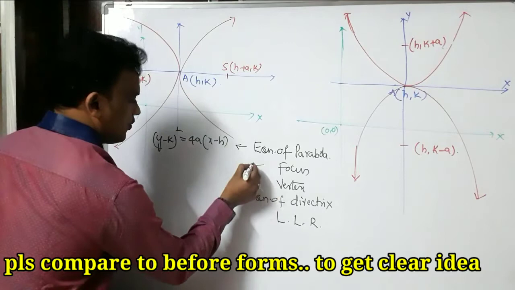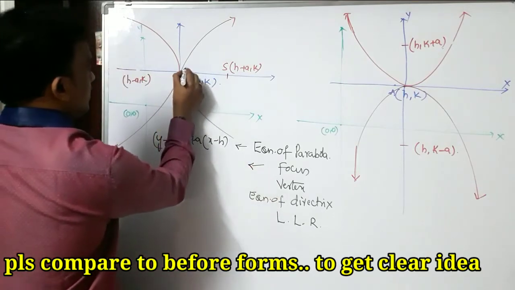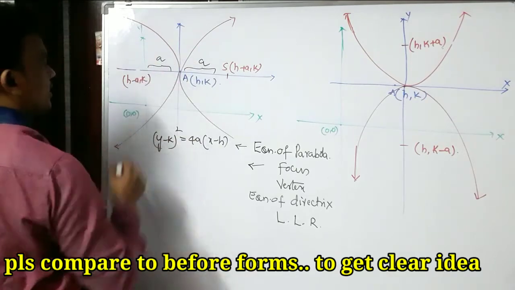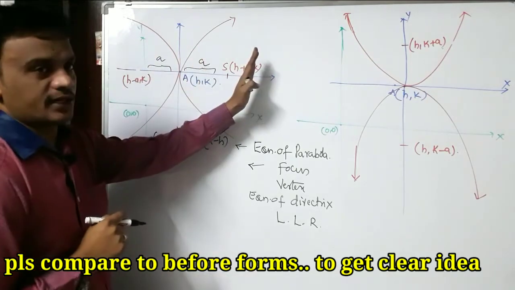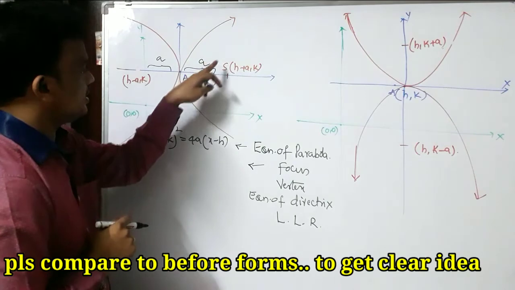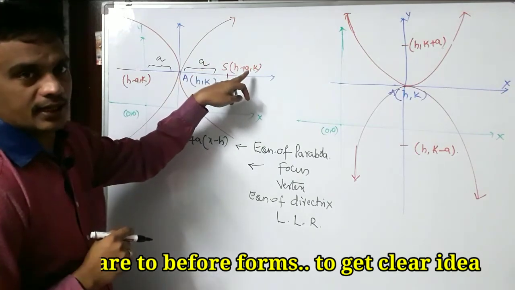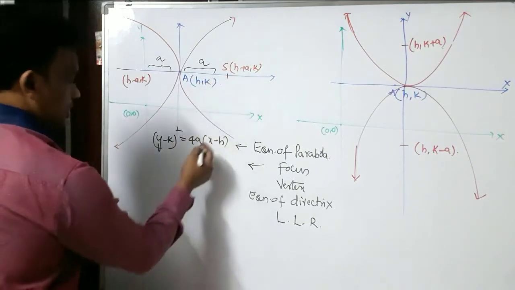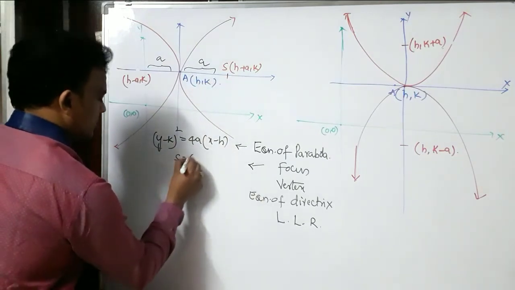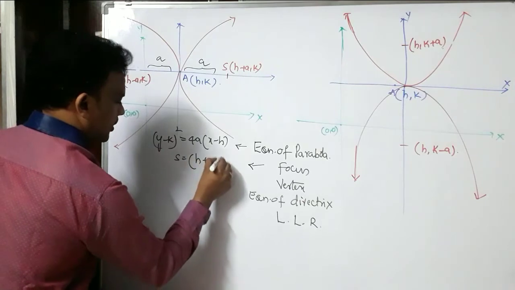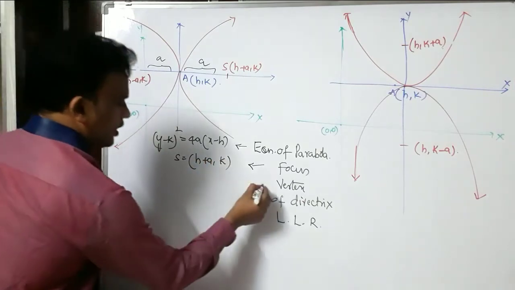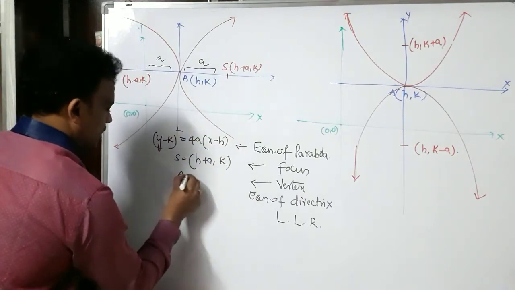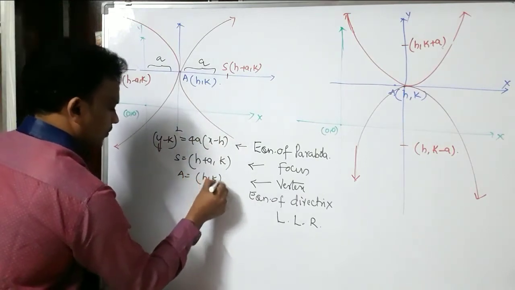In that case, what is the focus? This distance is always a. So when it is moved to the right side, the x coordinate is increased by a, which is h plus a. So for the right-handed side, it is h plus a. Then I can write the focus S is h plus a comma k. And what is the vertex? Can you say what is the vertex? It is h comma k.